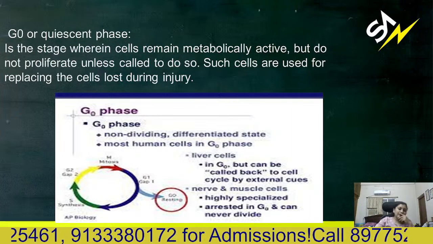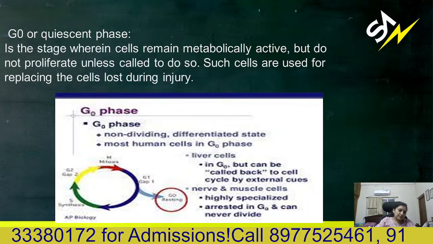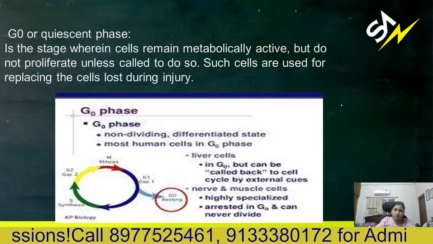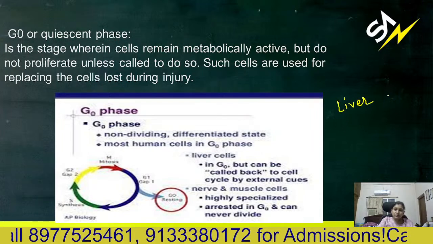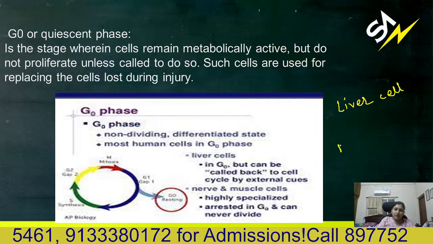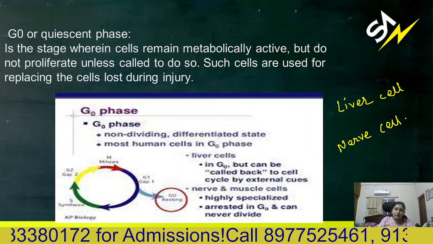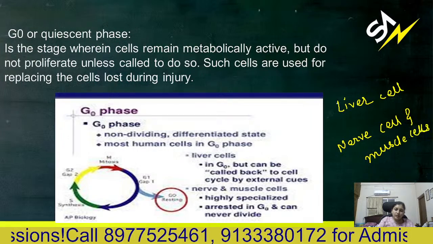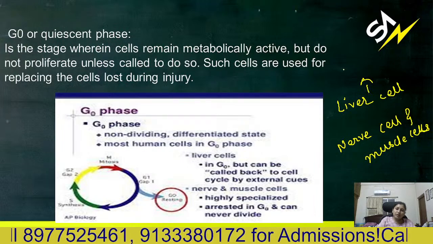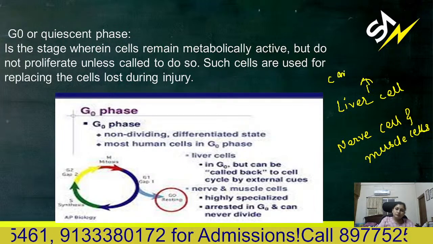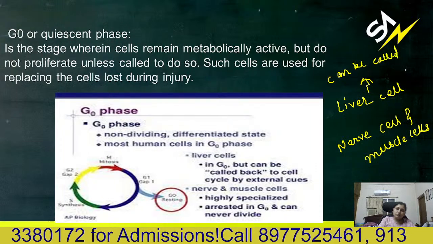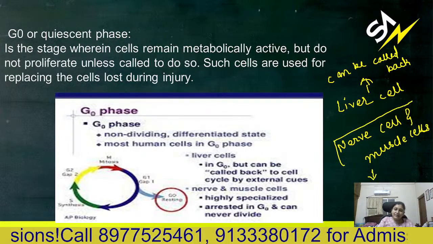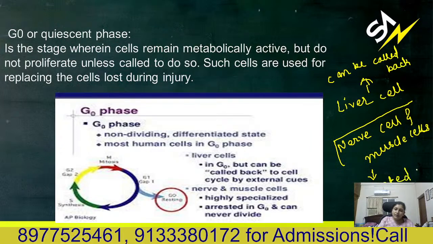This is very important, guys. I hope you are noting all these points. A very, very important point from this chapter to note down is about liver cells, nerve cells and muscle cells. Liver cells can be called back, while nerve and muscle cells are arrested in G0.